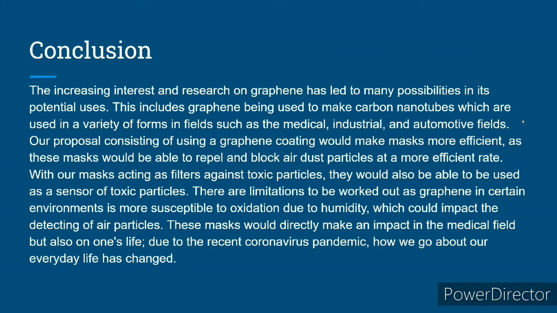So in conclusion, with the increasing interest and research on graphene, this has led to many possibilities in its potential uses. This includes, as we stated before, using graphene as carbon nanotubes, which then can be used in a variety of forms in the medical, industrial, and automotive fields. Our proposal would make masks more efficient, as it would be able to repel and block air dust particles at a more efficient rate. They would also be able to be used as sensors of toxic particles.